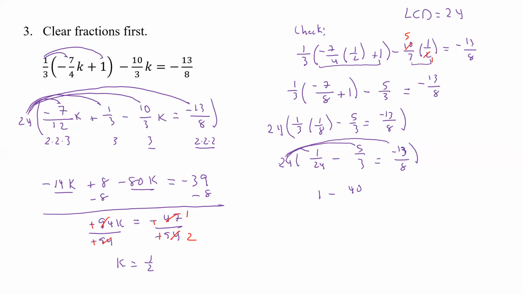And then we have, 8 goes in there, 3 times that's going to be equal to negative 39. Well, 40 minus 1 is 39. Take the sign of the larger, it's minus 39. And so that checks out. And so then k equals 1/2 is our solution. All right, so we'll stop there.